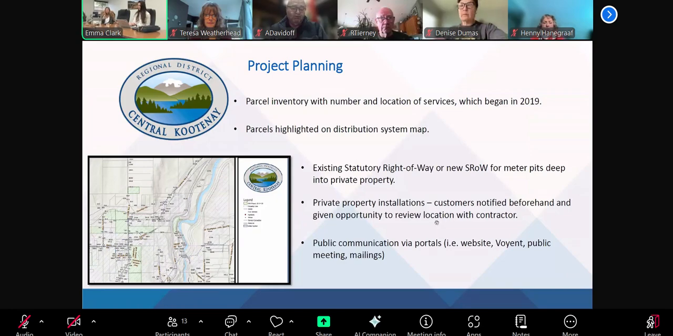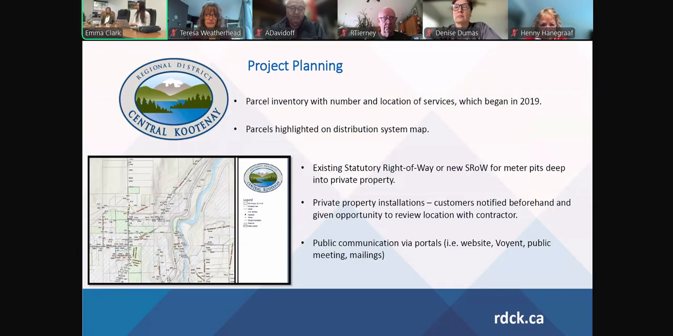Private property boundary. Eileen sent out statutory right-of-way packages to the property owners, and these were executed, I believe, as a blanket statutory right-of-way with a sketch in the package. Next slide, please.